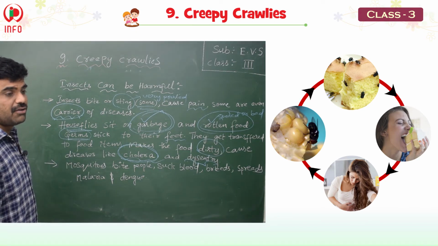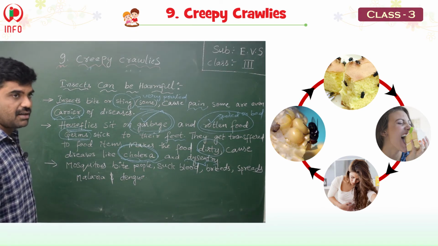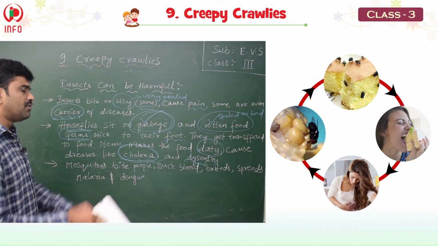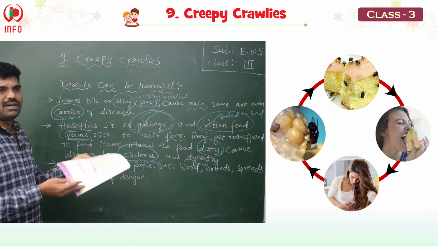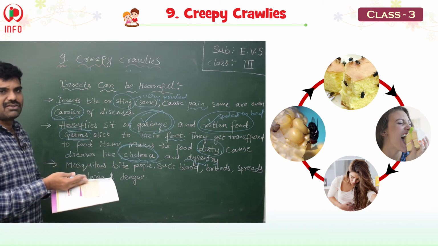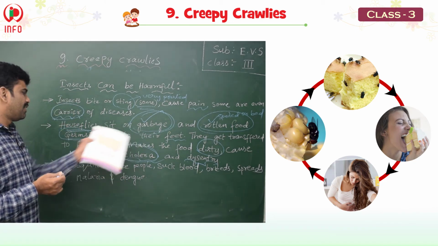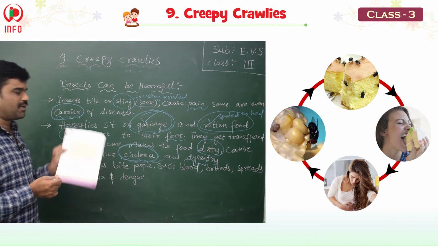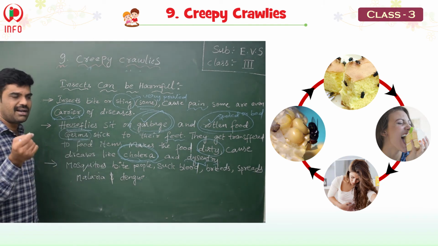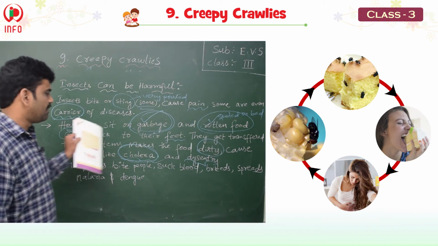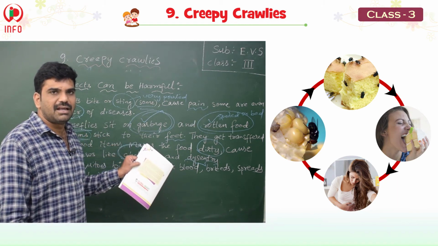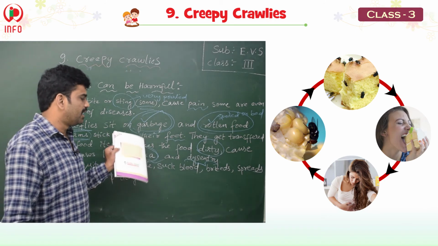That is why food material should be covered. If the food material is open, what will these dirty houseflies do? They will sit on the food, and what is there on their feet? Germs are there. Germs are nothing but bacteria and viruses; all of these come under germs. So when they come and sit on the food material, these germs will be spread.